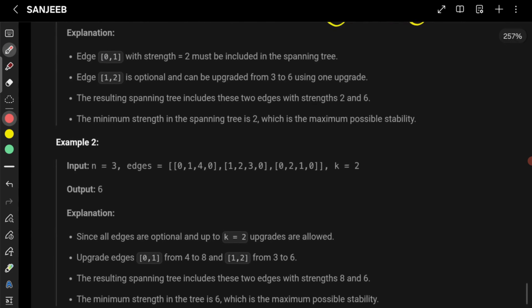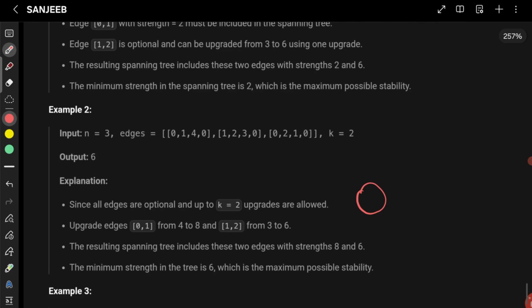Now let me jump to the next example in the problem statement. So we have 0 and 1, and 0 to 1 has a strength of 4. Is it a required edge? No. 1 to 2 has a strength of 3. Is it required? No. Now 0 to 2 has a strength of 1. Is it required?